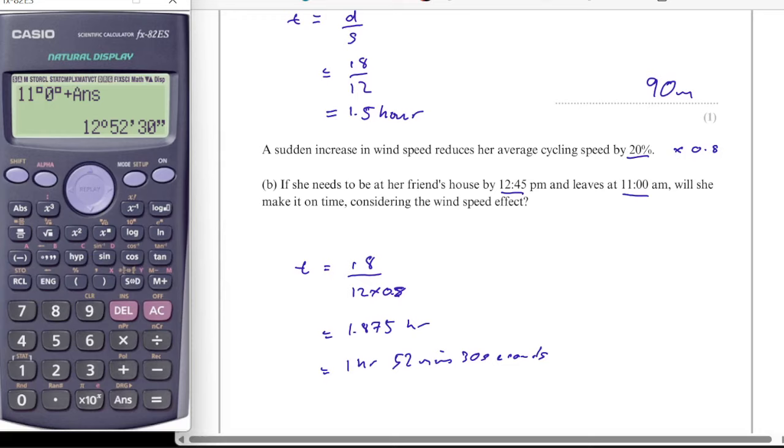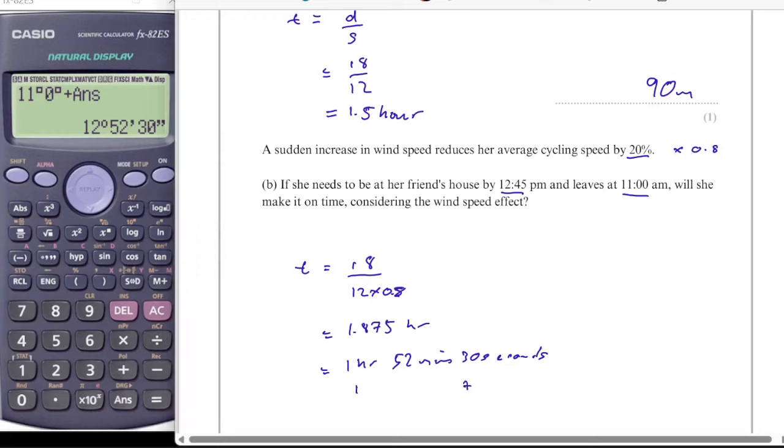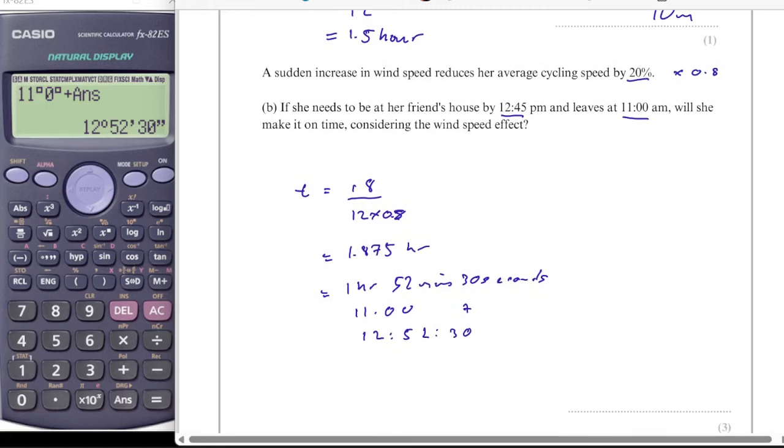So if I say plus 11 o'clock, she's going to get there at 12:52 and 30 seconds. So will she get there on time? No, she won't.